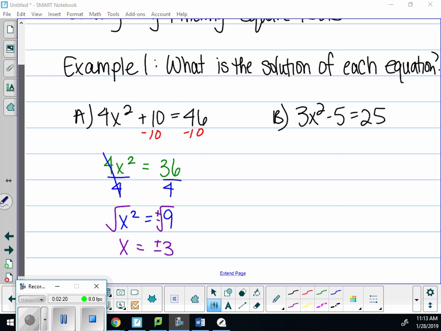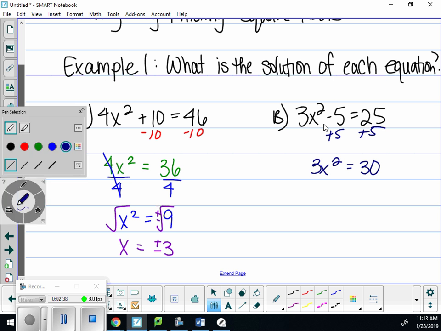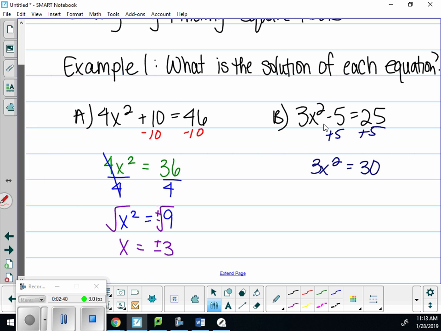3x squared minus 5 equals 25. So we are just trying to isolate the x squared, so we add 5 to both sides to begin with. Make sure you add 5 to both sides. Divide by 3. So we get x squared equals 10.